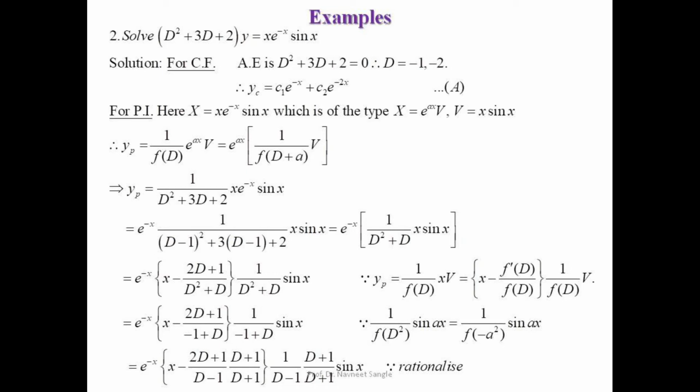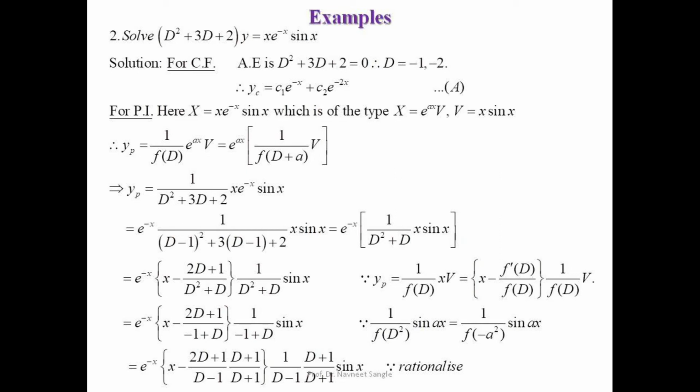So we get this equation as e raised to minus x, 1 upon (D minus 1) whole squared plus 3(D minus 1) plus 2, into x sin x. So if we simplify the denominator term of this equation, then we get the next equation as e raised to minus x as it is. So the role of e raised to minus x, this term is over.